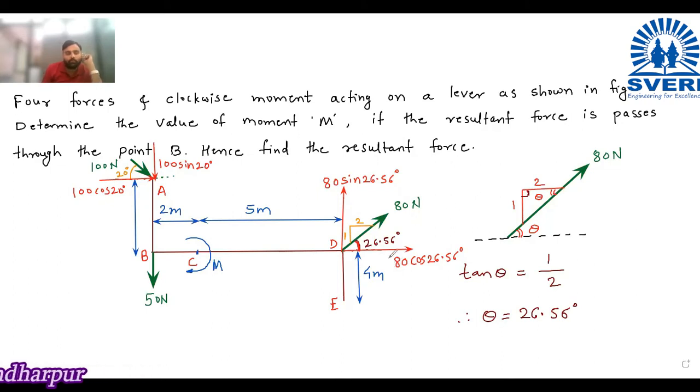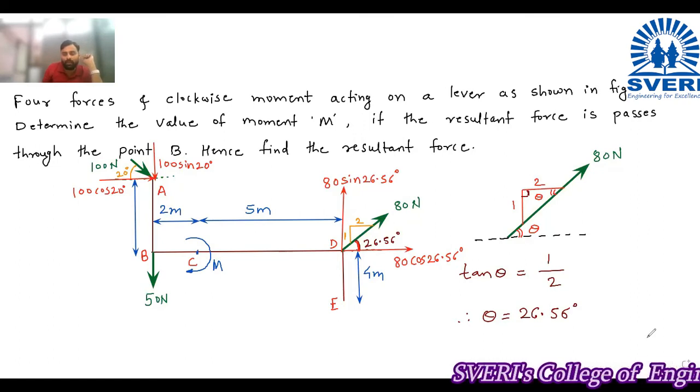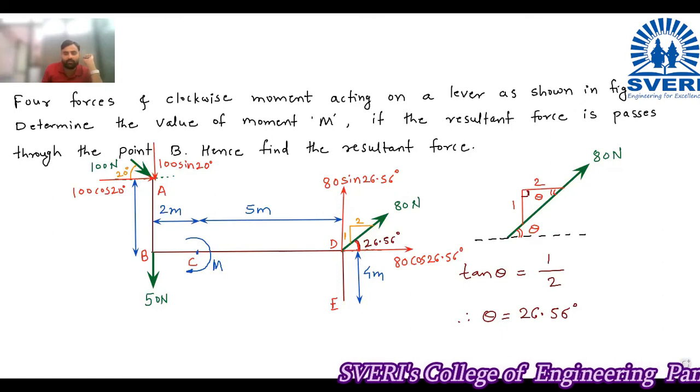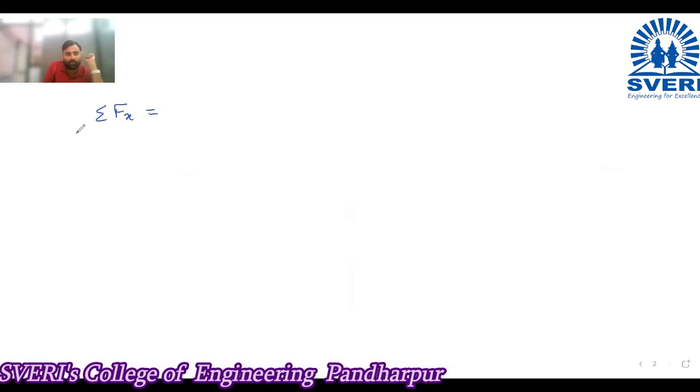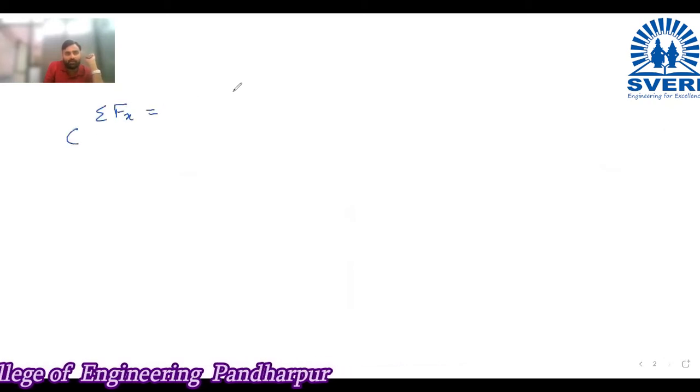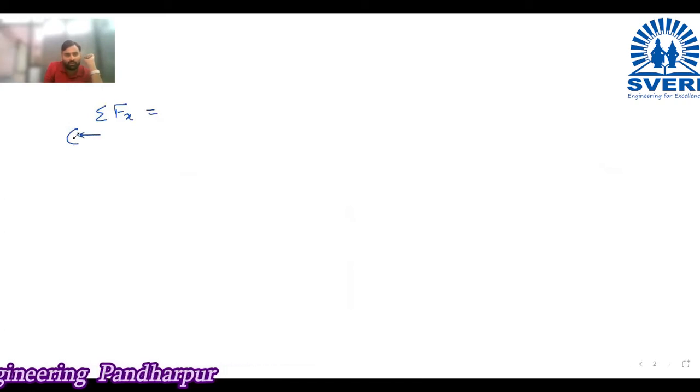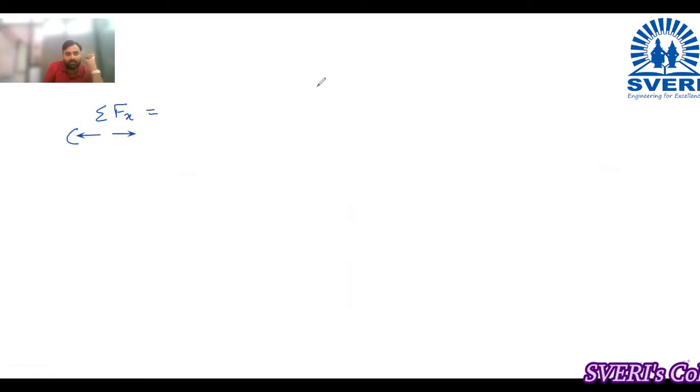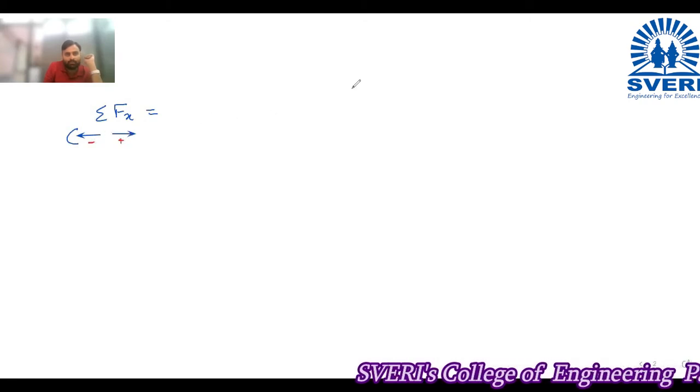So moving further, we will now calculate summation Fx. What are our sign conventions? If the force is moving in the leftward direction, it is negative. If the force is moving in the rightward direction, it is positive. These are our sign conventions: this is negative and this is positive.